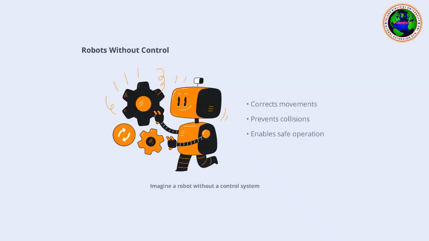Imagine a robot without a control system. It would have no way to correct its movements or stay on track. This could lead to errors, collisions, or even accidents in environments like factories or warehouses. Control systems give robots the ability to operate safely and efficiently.